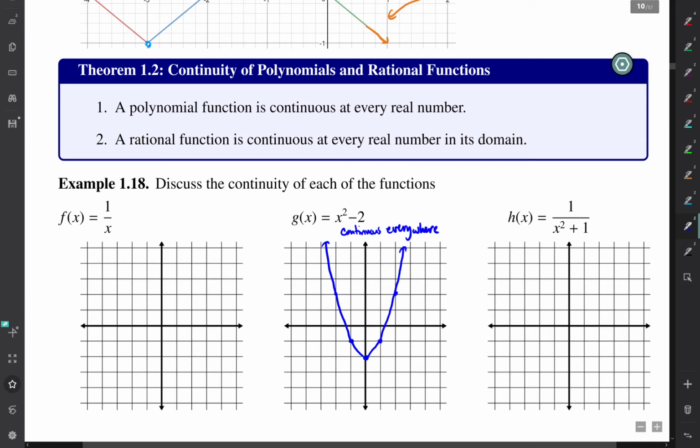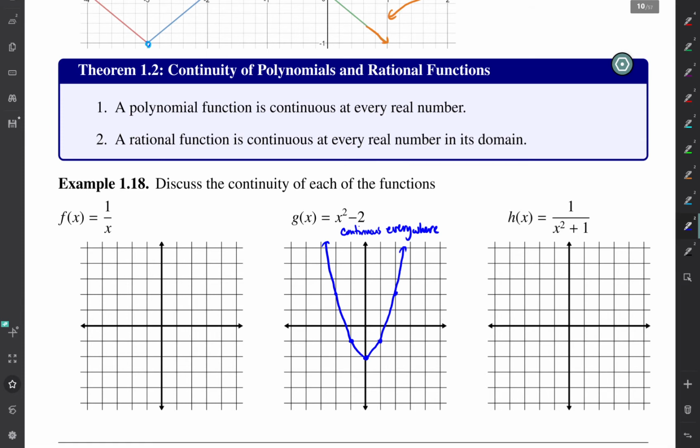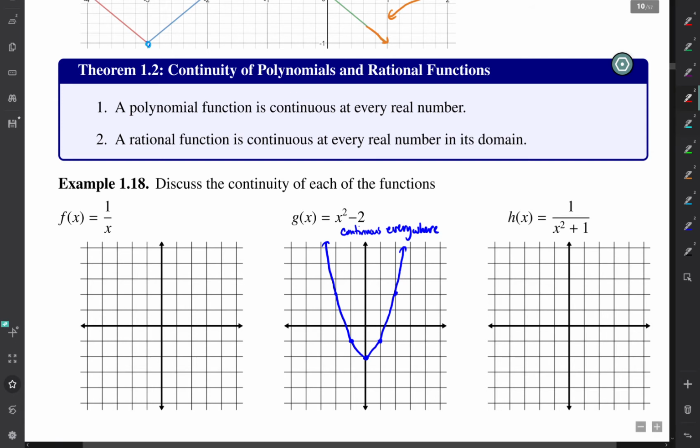Now 2 says a rational function is continuous at every real number in its domain, and so that means every real number where the rational function is defined, it'll be continuous. So for y equals 1 over x, or f of x equals 1 over x, that looks something like this, and it's defined everywhere except for at x equals 0.